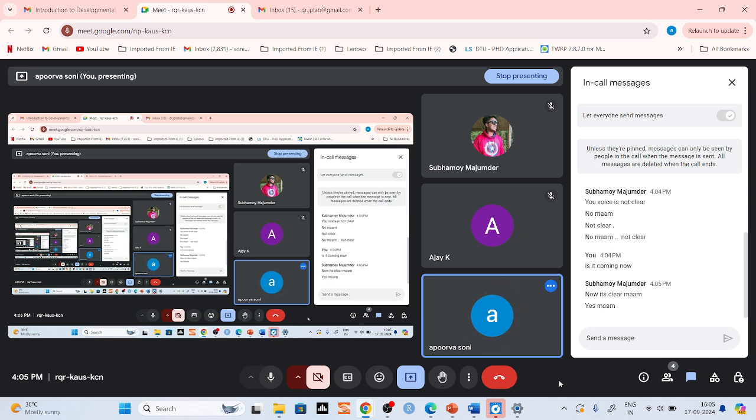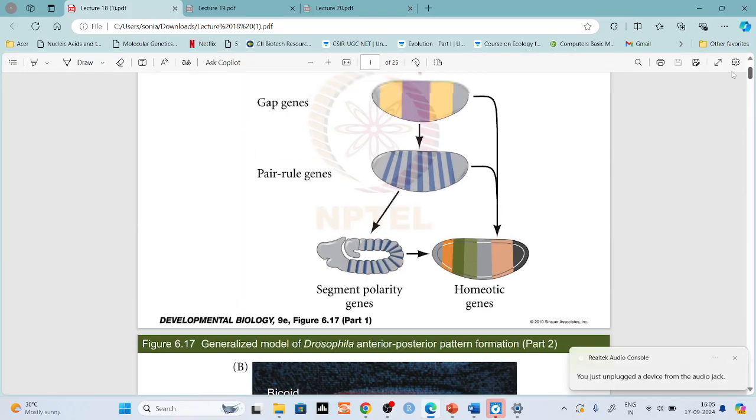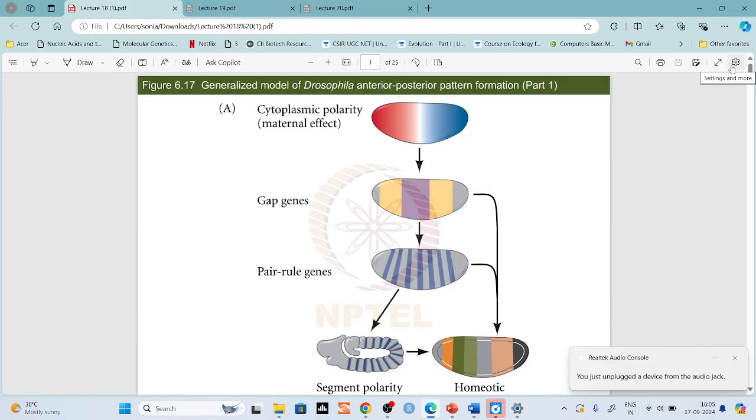Okay, fine. Now we'll start the class. Last week we started with Drosophila axis development and we were left with one question. We'll first solve that question and then move to this week's questions. Before starting, let us quickly revise what we learned in the last class. We were talking about the different types of genes involved in Drosophila axis development.